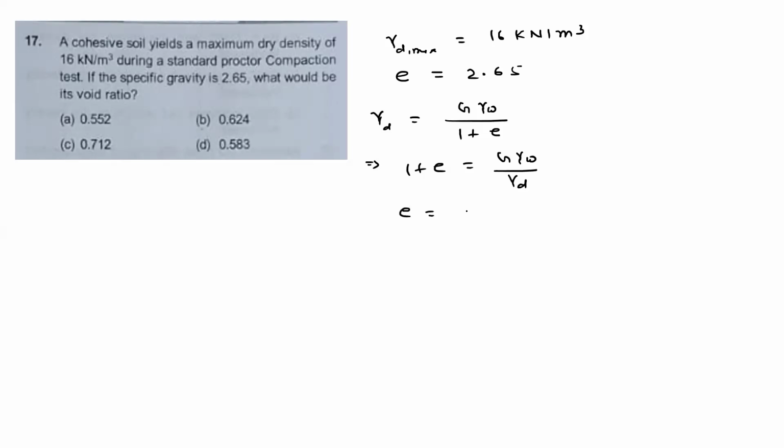So from here, 1 plus E is equal to G into gamma W by gamma D. So E is equal to G into gamma W by gamma D minus 1. Okay. So G is 2.65 into gamma W is 9.81 divided by 16 minus 1, and when you calculate this you will get 0.624. So option B is the correct answer. Now question number 18.